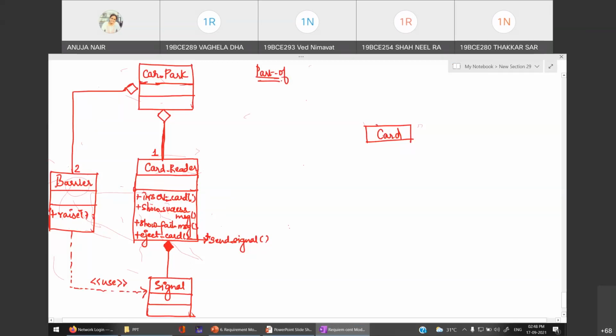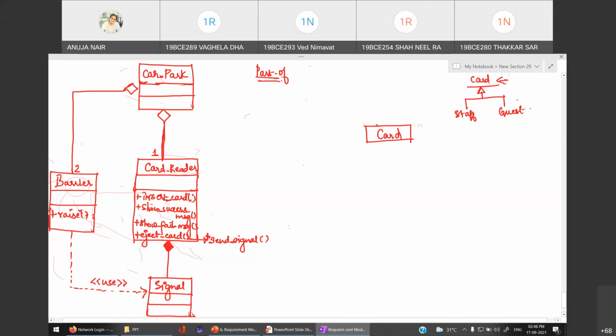Now, tell me one thing. If I make a card and then I make a aggregation, sorry, not aggregation, generalization, and I put staff card over here and guest card over here. So if I give attributes in the parent class, what will happen? It will automatically go in the child class. So it will go in staff as well as in guest.